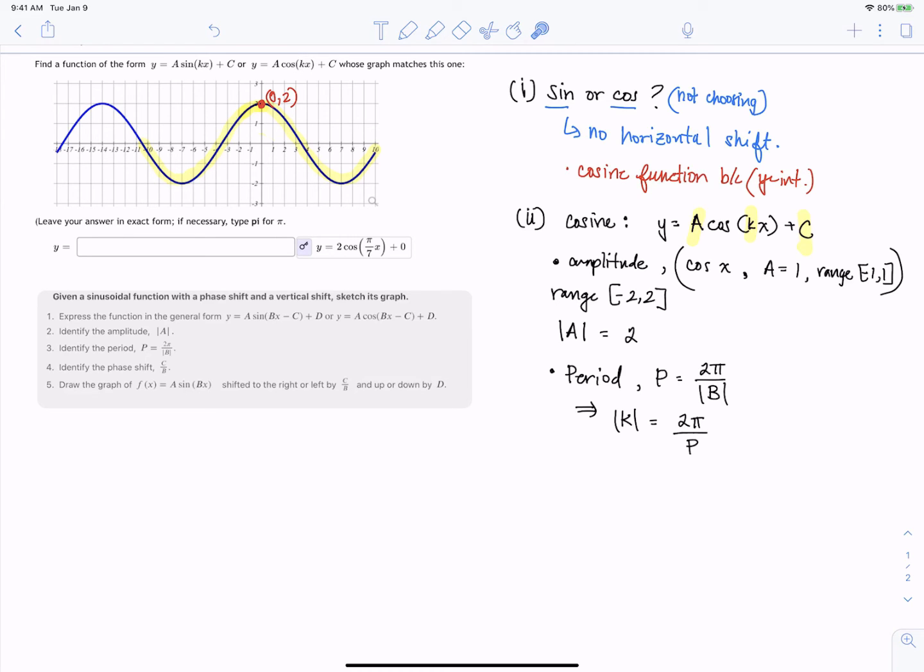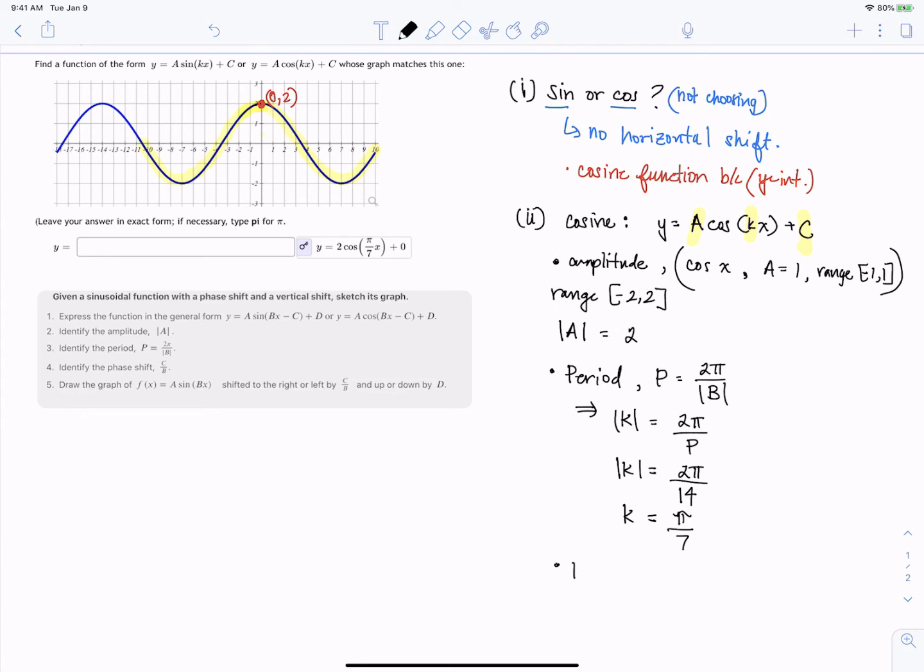Again, the period is just from one peak to the other, right? We can see one peak to the next peak from negative 14 to 0. So what is that distance? 0 to negative 14. So this means that the absolute value of k is equal to 2 pi over 14. And this means that k is equal to pi over 7.